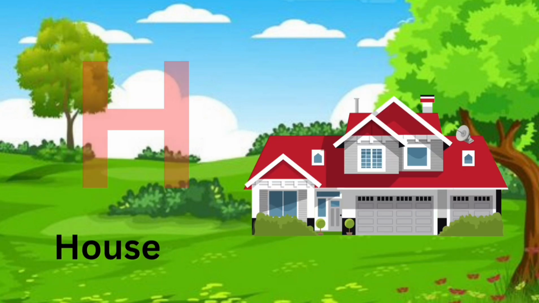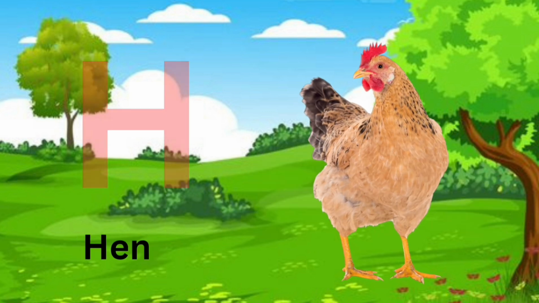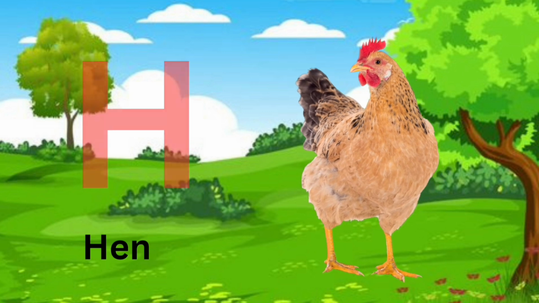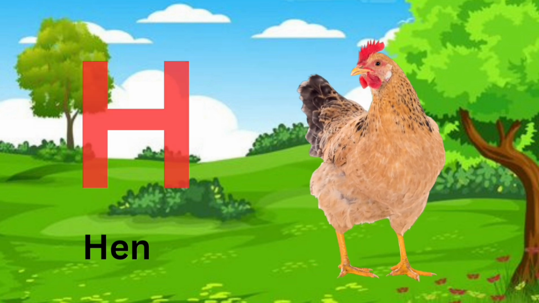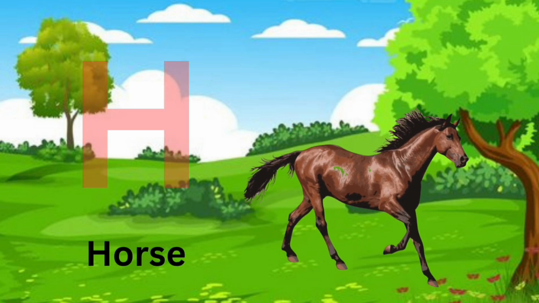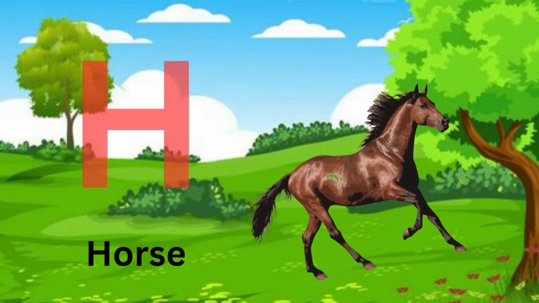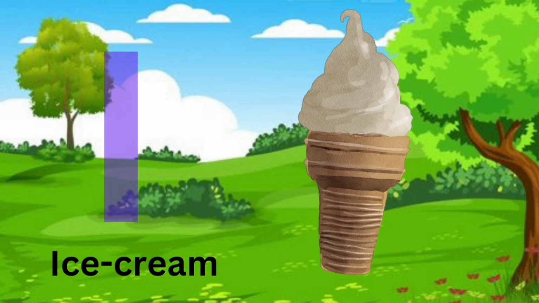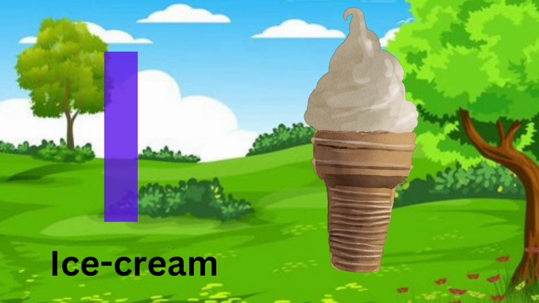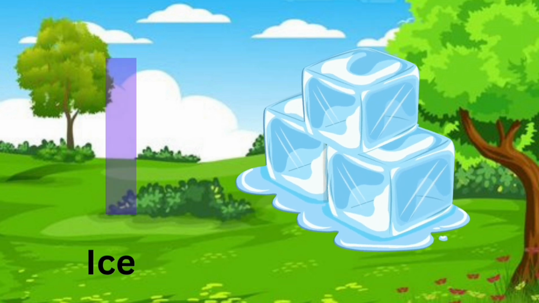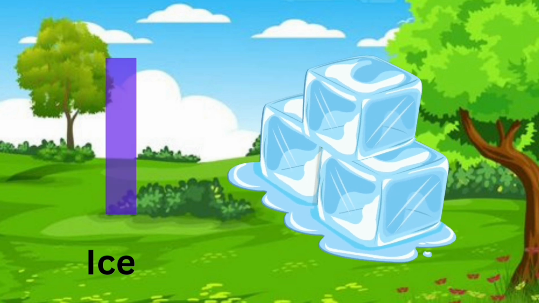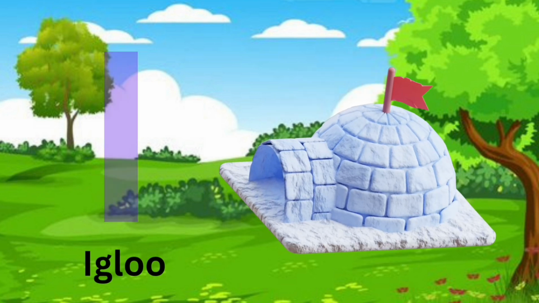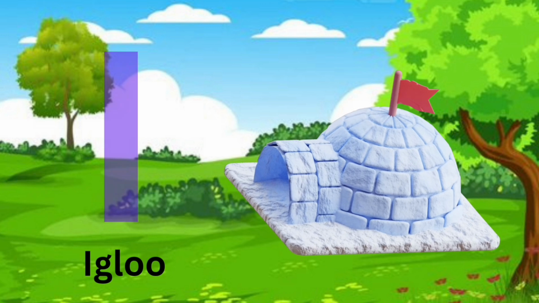H for house. H for hen. H for horse. I for ice cream. I for ice. I for igloo.